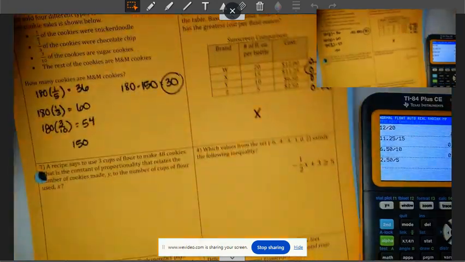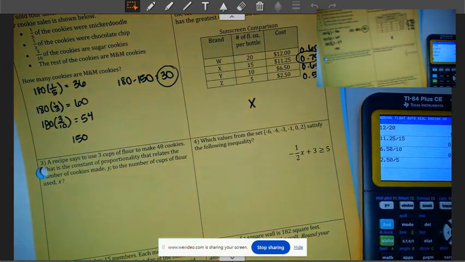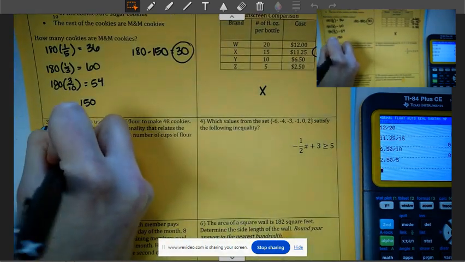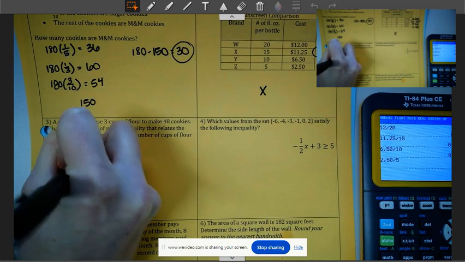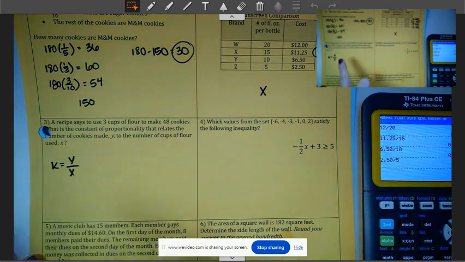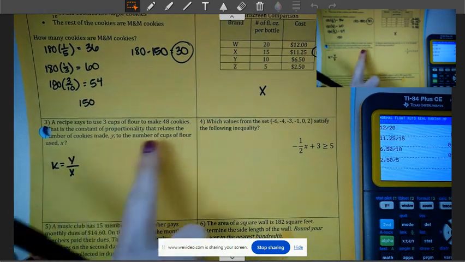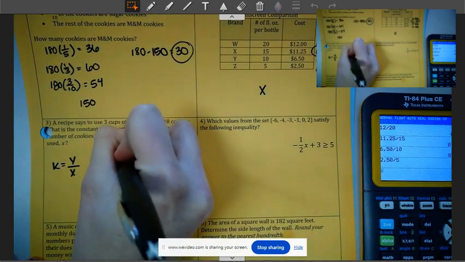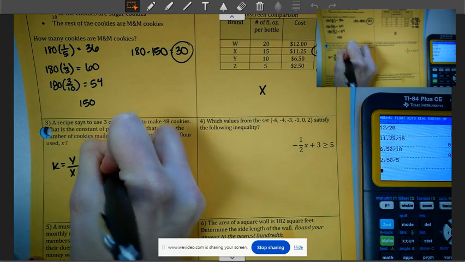All right, number 3 says our recipe says to use 3 cups of flour to make 48 cookies. What is the constant of proportionality as it relates to the number of cookies made, Y, to the number of cups of flour used, X? Okay, constant of proportionality, which you learned in 7th grade, is K, and K is always Y over X. Well, Y is the cookies, and cups of flour is X. So we're comparing cookies to the cups.